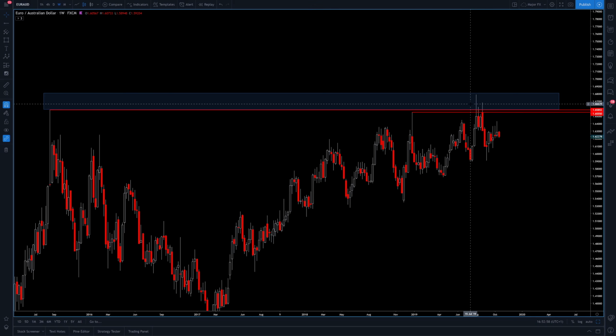So the fact you've got lots and lots of orders up here means this is a zone the market's going to be generally interested in, because the market sort of hunts zones of liquidity.